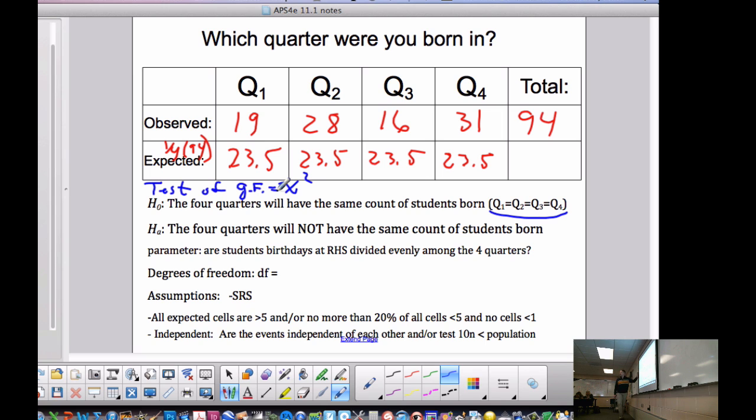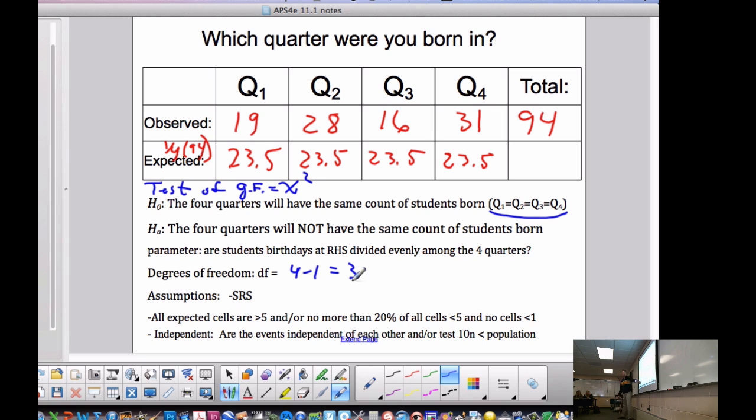Degrees of freedom: how many cells are we dealing with? 8 or 4? I see 8 here. But how many are in our original data? 4. So this is 4 minus 1. So our degrees of freedom is 3. Simple random sample. Let's assume it was a good simple random sample.